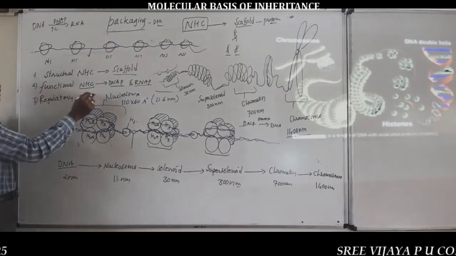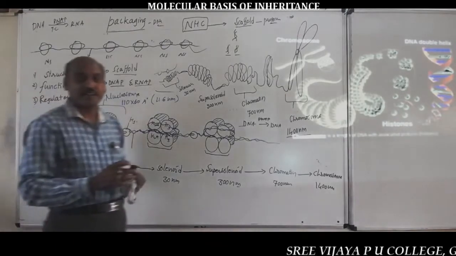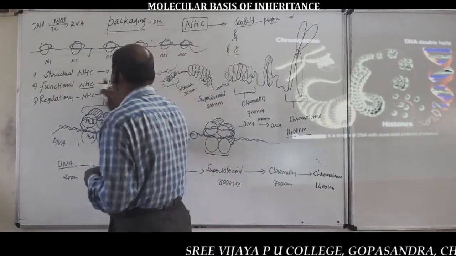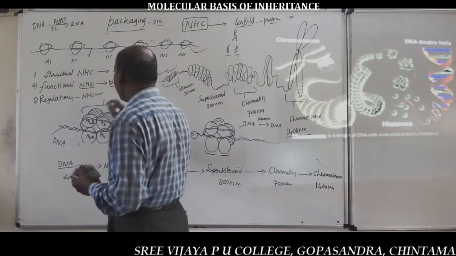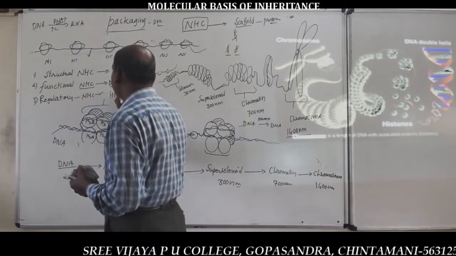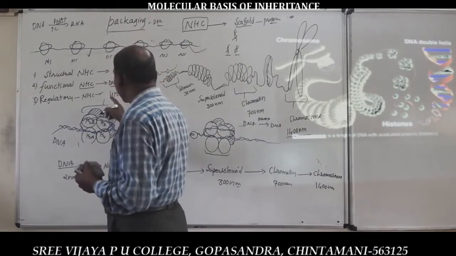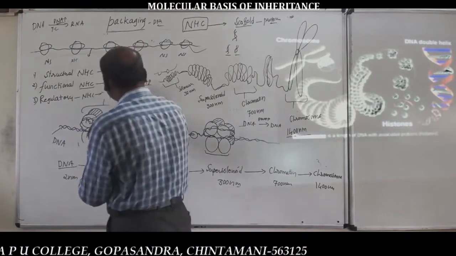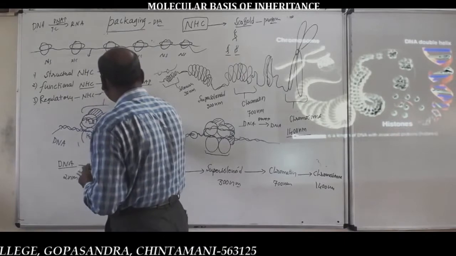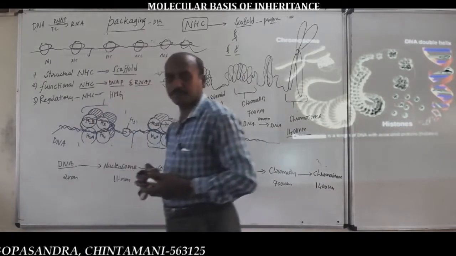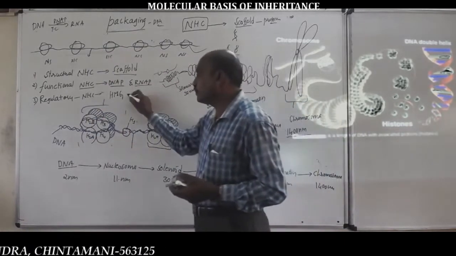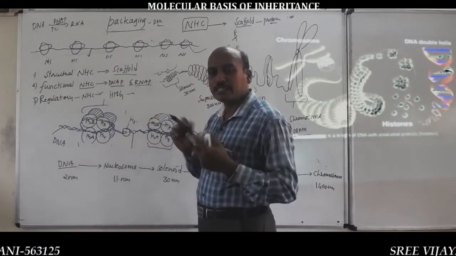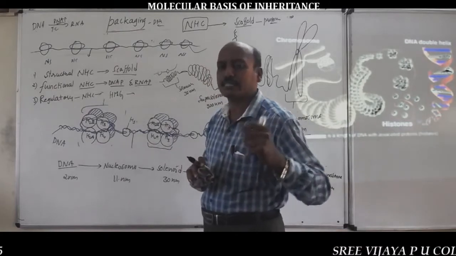And the next one is the regulatory non-histone chromosomal proteins. Example: the HMG group of proteins, high mobility group proteins, which are responsible for regulation of gene expression.